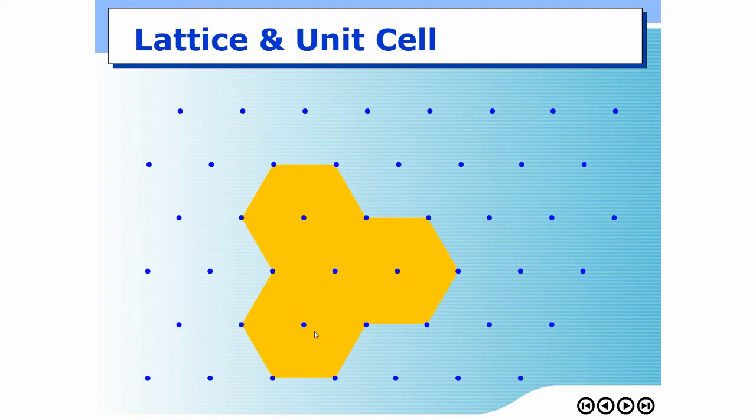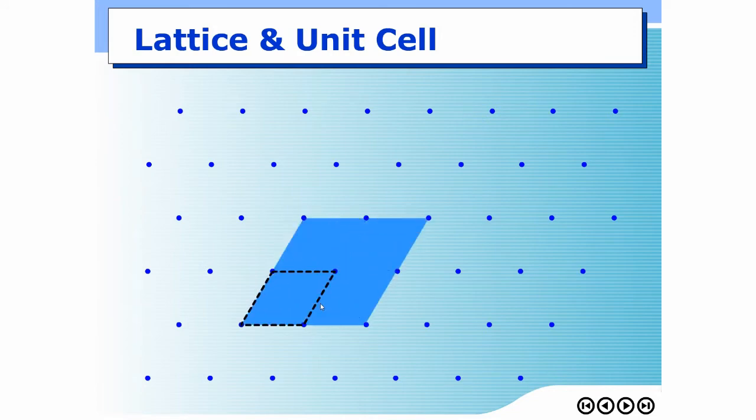So what is the simplest unit? In this picture, the simplest unit is this form. Okay, you can traverse it left, right, and up and down, and then you can cover the whole area. So this dotted line is considered as the unit cell.